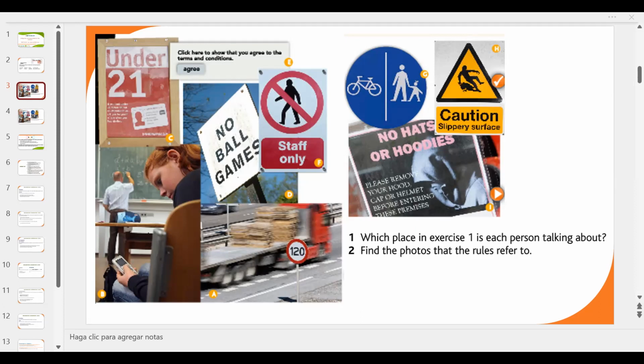Okay, this is the first time. Of course, the second time will be with the following exercise. So let me ask Mayra Pinzon. The first person, which of the places is talking about?